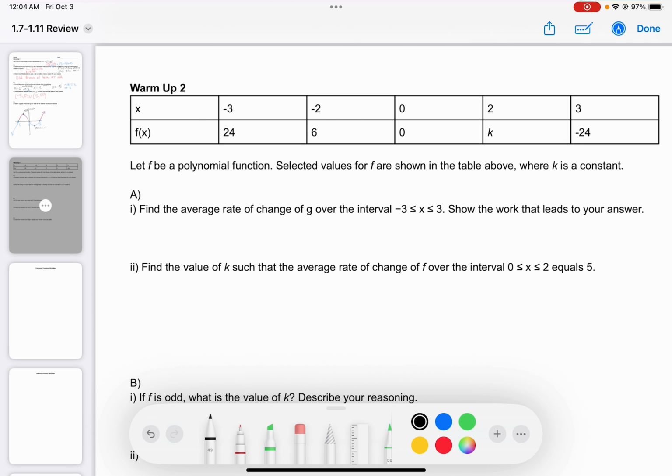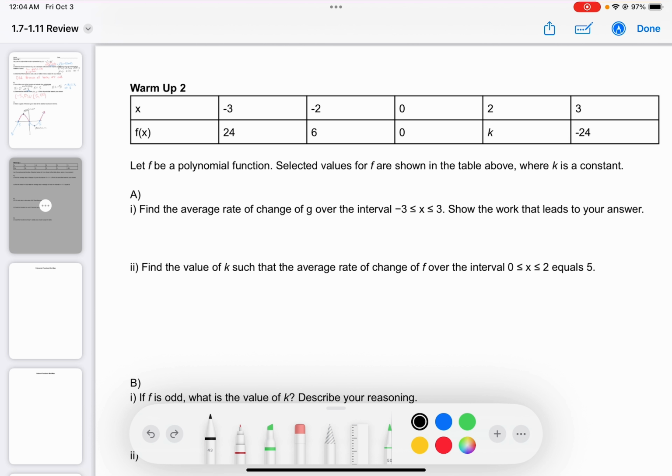We have a table of some data here, and it says let f be a polynomial function. Selected values of f are shown on the table above, where k is a constant, okay? Find the average rate of change of g over the interval -3 to 3. Show the work that leads to your answer.